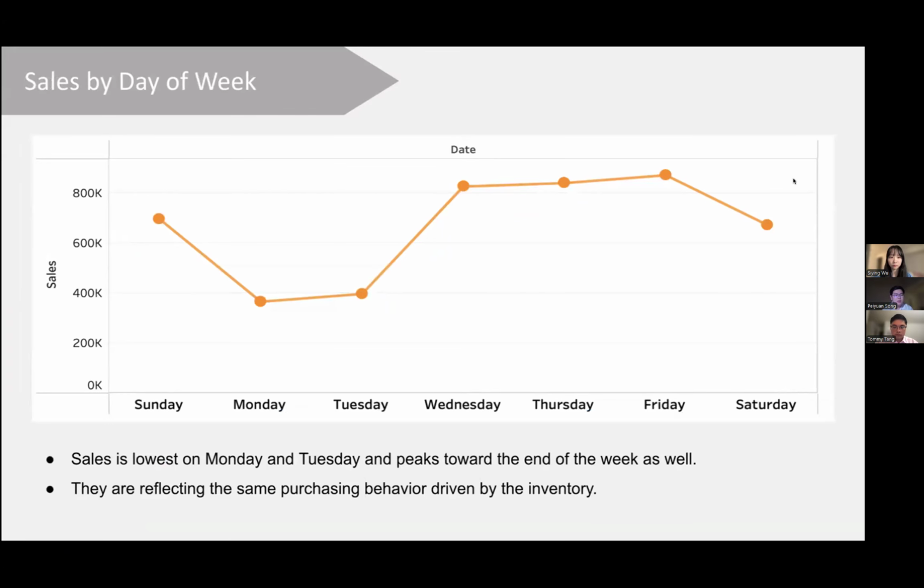By contrast, the sales also show a clear weekly pattern, with lower sales at the beginning of the week and higher sales toward the end of the week. The pattern matches the one in order quantity perfectly, which we think shows a consistent purchasing behavior among the customers.